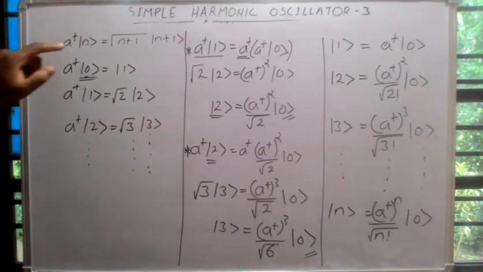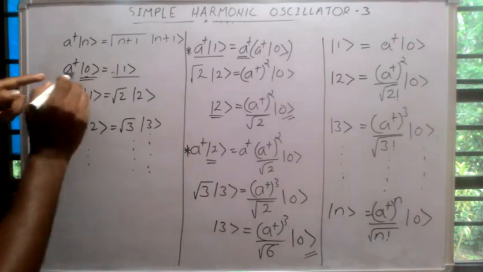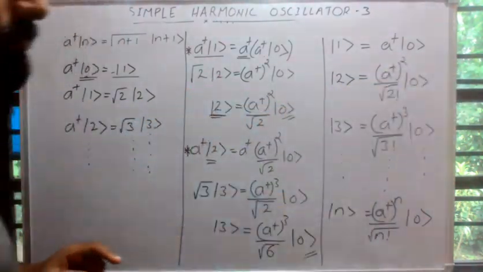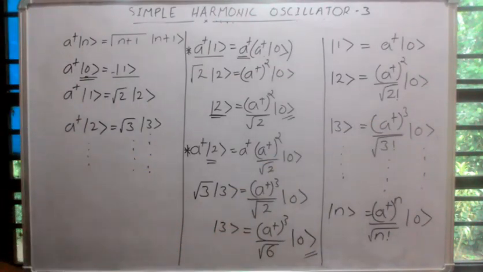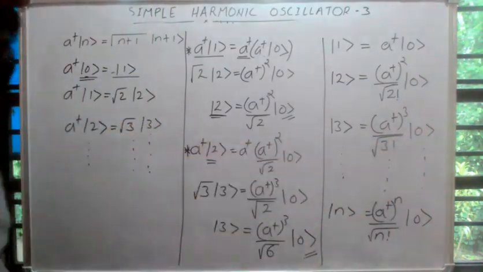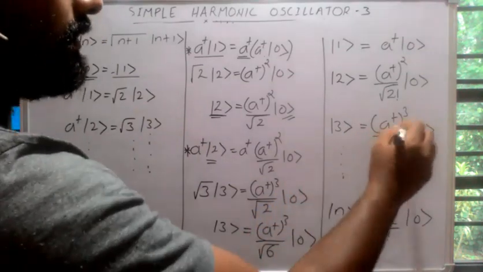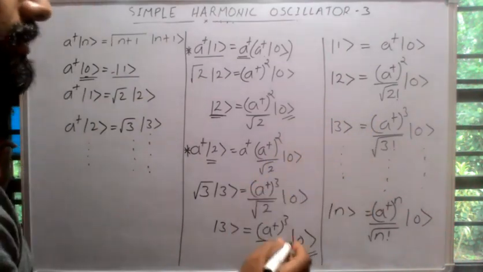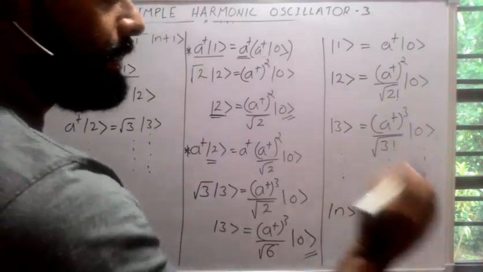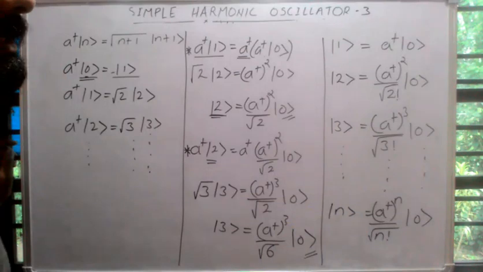Let me conclude this. We can write |1> as a dagger |0>, |2> as a dagger square over under root 2 |0>, and |3> equal to a dagger cube over under root 6 |0>. 6 means 3 factorial. I need to generalize this and make one general equation, so I am writing this 6 as 3 factorial. The general equation is |n> equal to a dagger whole raised to n over under root n factorial |0>. In this way we can write any number ket in terms of |0>.